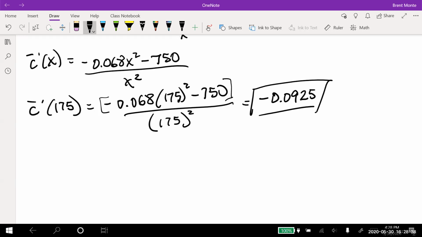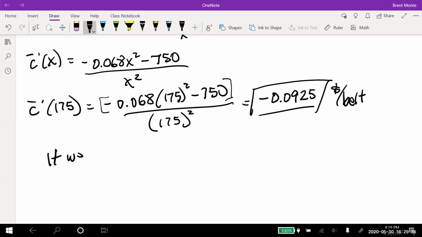But let's talk about what it means. It's the rate of change of average cost. So that's cost per belt. And this is in dollars per belt. And so what they're saying is for each individual belt, the average change is that the cost per belt is going down a little bit over 9 cents when I make one more unit. Which unit are we talking about? Well, right now we're at 175 units. Remember, this is the instantaneous rate of change at 175. So if I make one more belt, 176, the average cost per belt for all 175 of those previous belts is going to go down about 9.25 cents per belt. So that would be my interpretation.